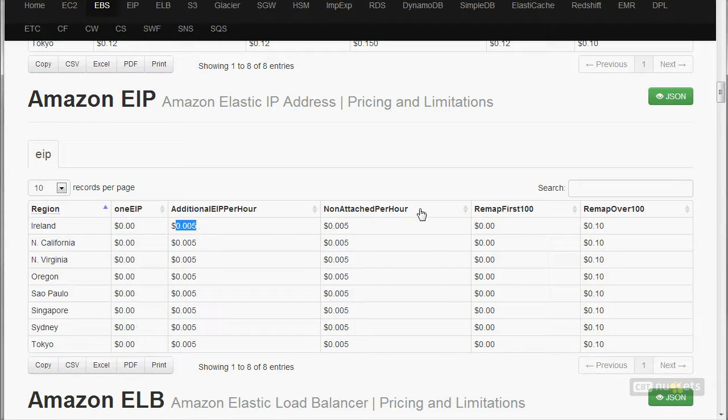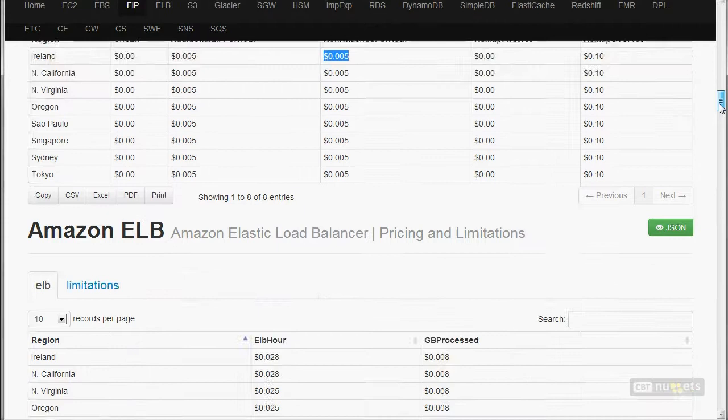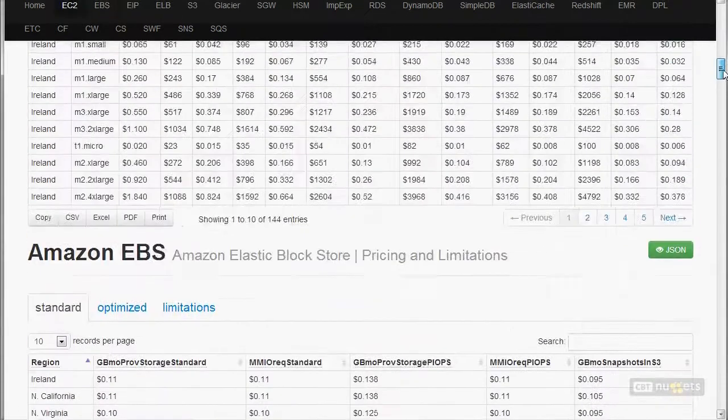If you take that Elastic IP and detach it from your instance and just have it sitting there, not in use, they're going to charge you half a cent per hour. Now you can just drop down this. Now can I go back up here?